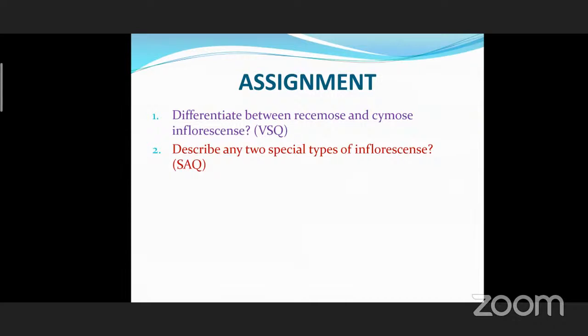benghalensis. Okay, students. From the IPE point of view, these are some important typical questions. Racemose inflorescence, 8 marks. Write the different types of simple racemose inflorescence and special types of inflorescence. Okay, thank you.